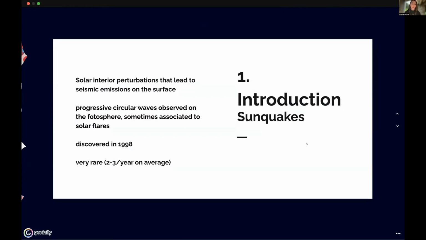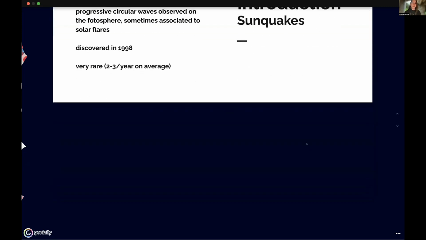Although they were discovered in 1998, they have only recently become a more commonly detected phenomenon. And we could say that they are very rare. They occur about 2 or 3 times per year on average. There are some years when there are more, but on average 2 or 3 per year.